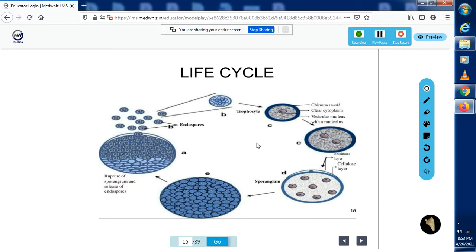This is the life cycle of the organism. First, it starts from a trophozoite. It divides within a sporangium. This cell is called a sporangium. It is a double layered cell. Within the sporangium there are multiple spores, also called endospores. They keep dividing and ultimately they rupture and come out of it. This is the infective form of the organism.